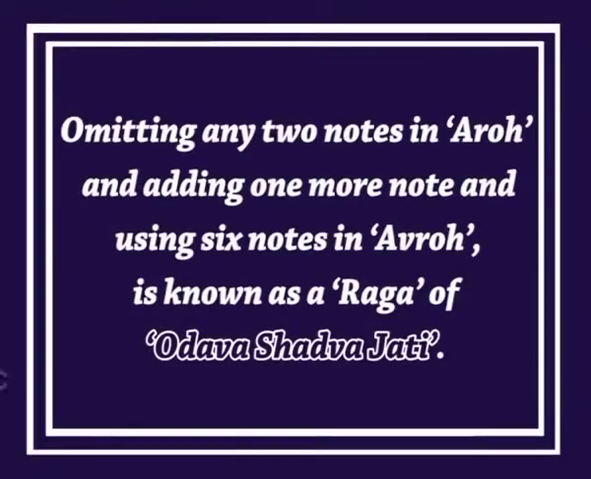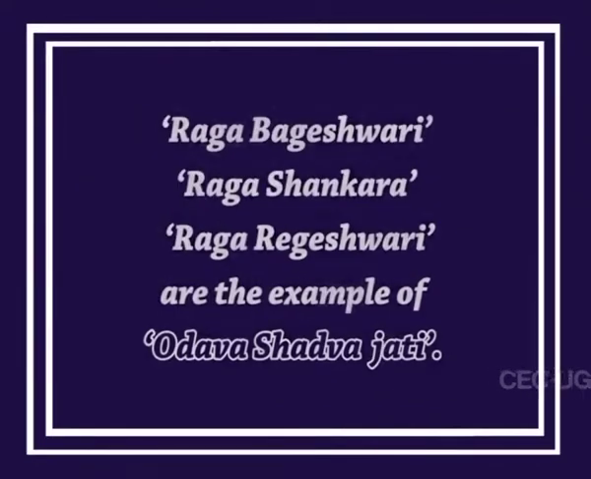Audav Shadav Rag is when a rag uses only 5 notes in Aroh, that is ascending order, and 6 notes in its Avroh, that is descending order. That means omitting any 2 notes in Aroh and adding 1 more note and using 6 notes in Avroh is known as the rag of Audav Shadav Jati. Rag Bageshwari, Rag Shankara, Rag Rageshwari are the examples of this jati.